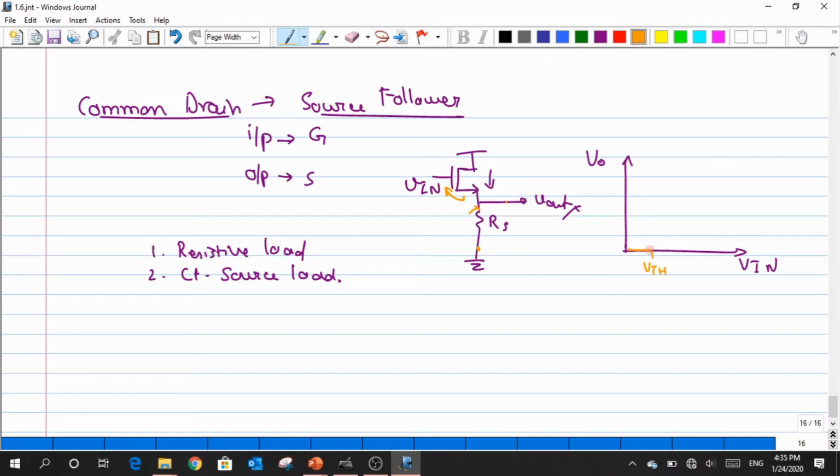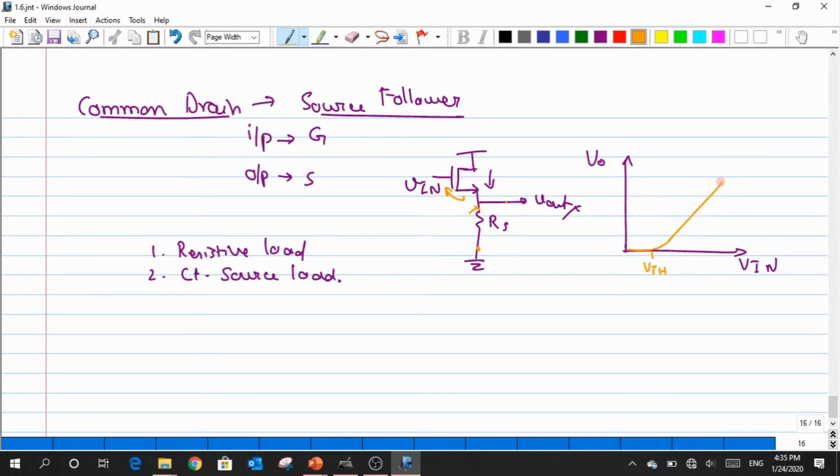So it will be 0, and after that, initially there will be a kind of small slope, but after that it will be a very straight line just because it's a source follower, okay? And this is the kind of straight line, not a line like this. Yeah. So this is how you get it.